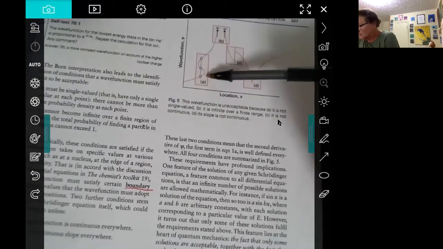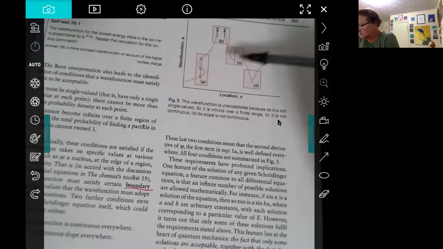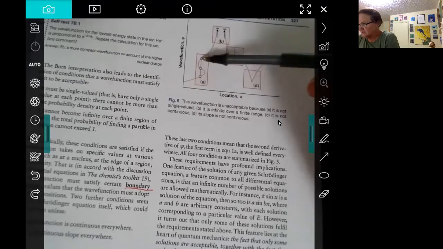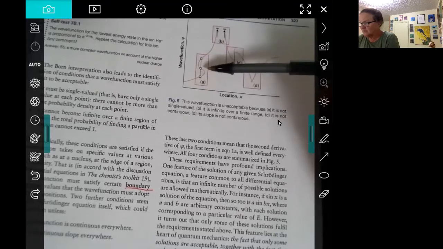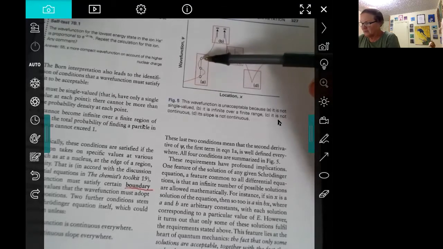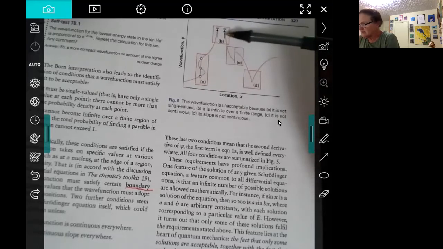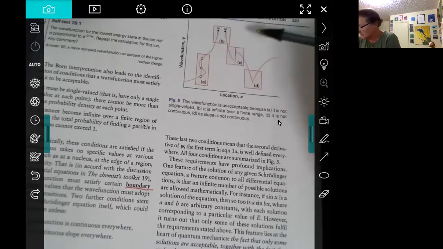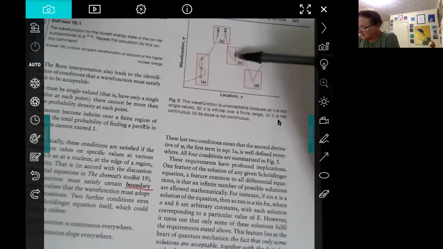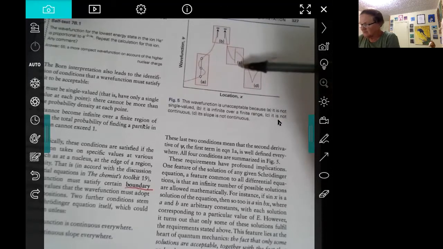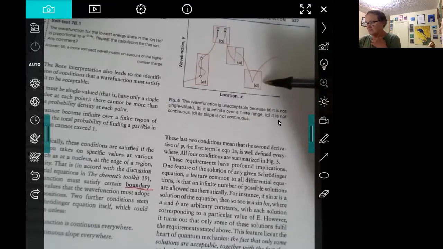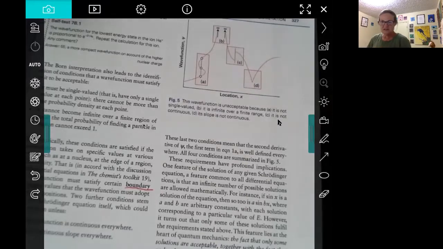These wave functions are all unacceptable, because in A, you have 3 different values for the wave function at the same point. So you'd have 3 different probabilities, which makes no sense. In B, it goes to infinity over a finite region of space, so you'd have an infinite probability. In C, the wave function has 2 different values at the same location. That doesn't make sense. It has to be continuous. And in D, the slope also has to be continuous, and that function is not.